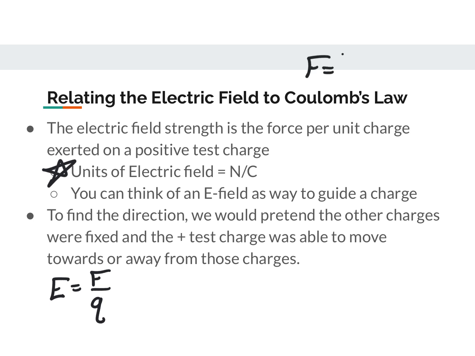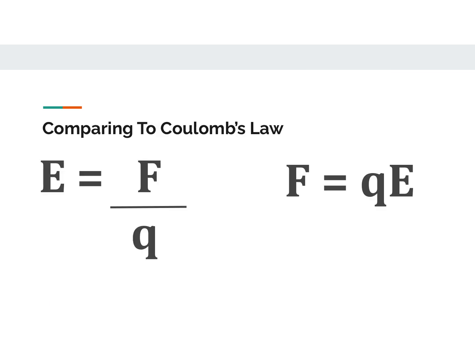F equals K, that was a constant, Q1, Q2 over R squared. Q means charge. That was the weirdest thing, and R is the distance separating them. But we can think about an electric field helps us figure out what direction the force will go, which way will the charge move. And then we're going to place a test charge to figure out which way it will move. There's the two equations.